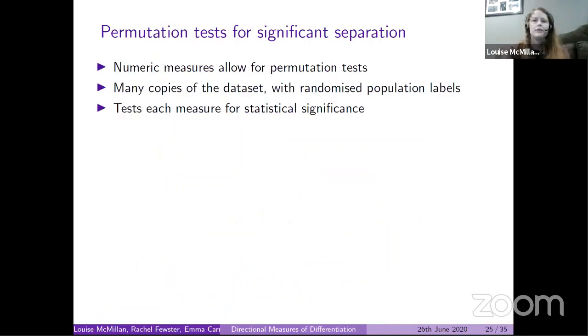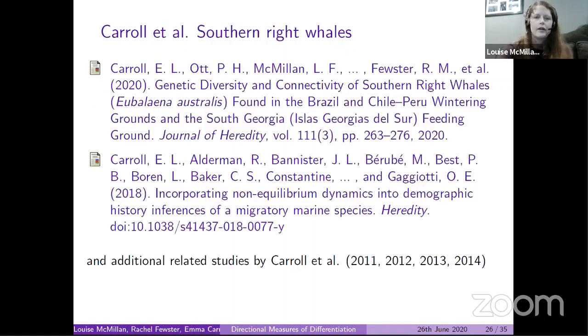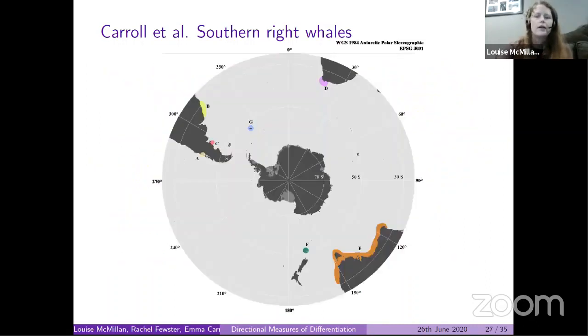Finally, because of the numeric summaries, we can also do permutation tests in order to test the significance of these measures. So I'll quickly finish with one little extra example. This is from our collaborator Emma Carroll, who's done a lot of work with different cetaceans, particularly southern right whales. Southern right whales occupy various places around the southern oceans, and I'm going to focus on the Indo-Pacific populations around New Zealand and Australia, and the southern Atlantic populations near South Africa, Brazil and Argentina. There's also a little population around the South Georgia Islands.